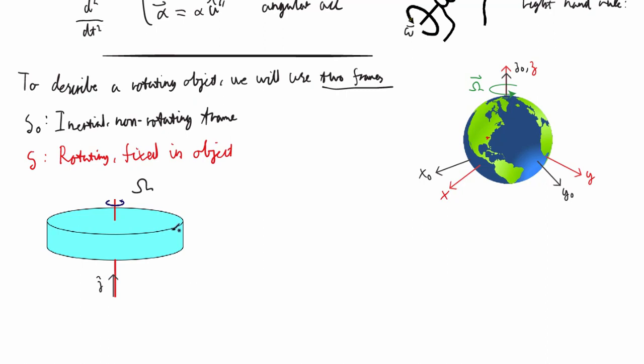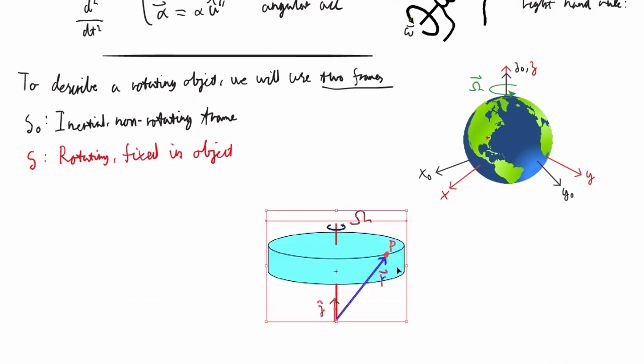We're going to pick a point here on the rim. I'm going to call it P, and the position vector of that point is r. Move this to the side here.